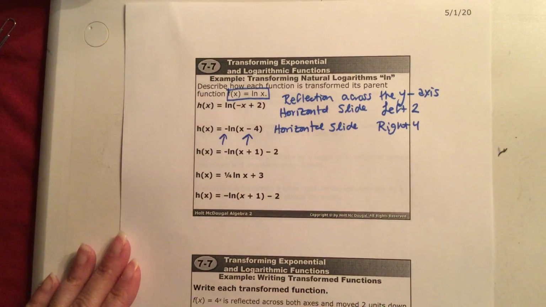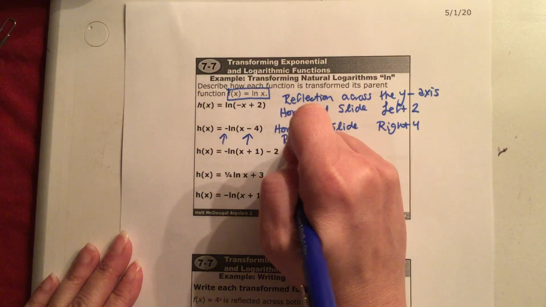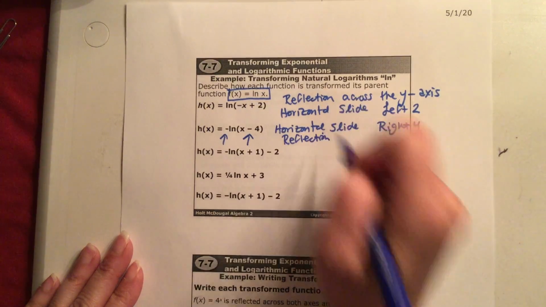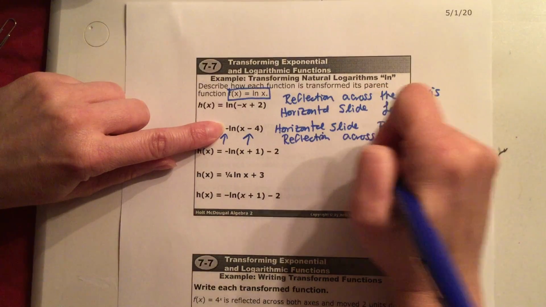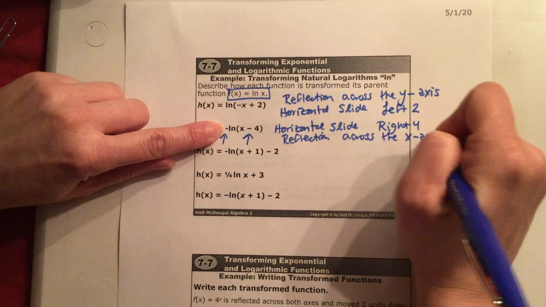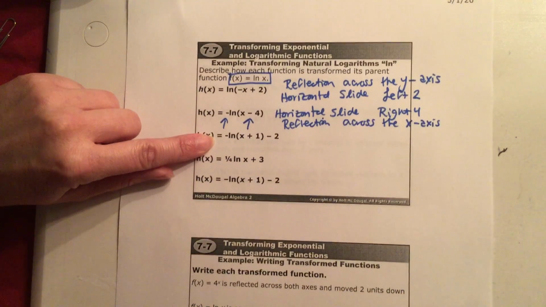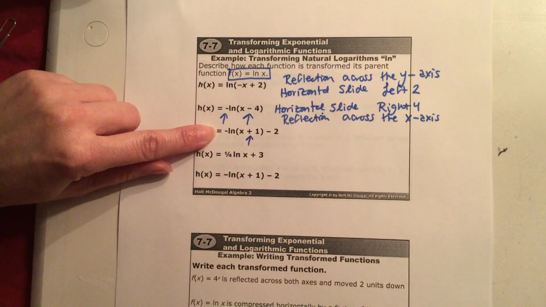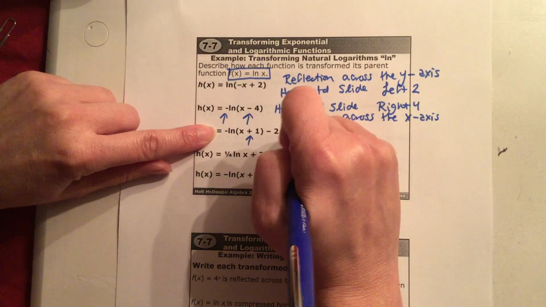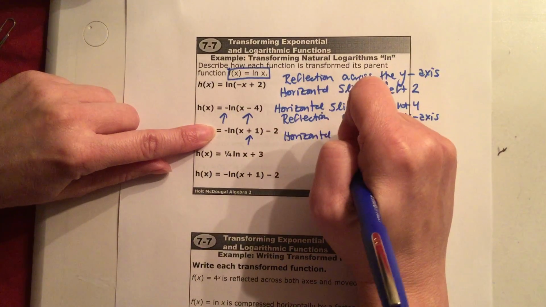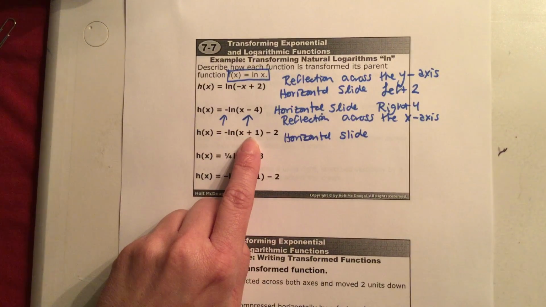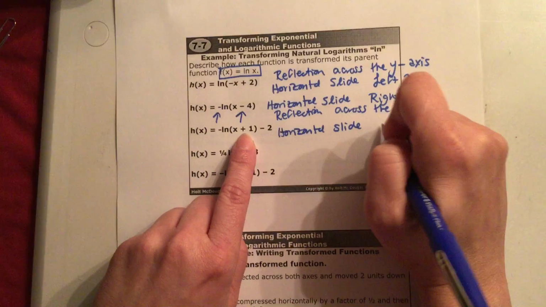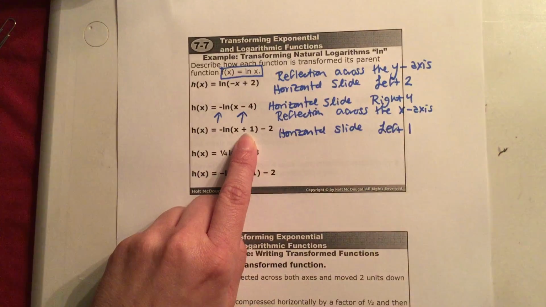Then there's a negative out front. Anytime it's a negative, that indicates a reflection. If it's out front of the whole function, it's a reflection across the x-axis. Okay, here's the next one. In parentheses, adding or subtracting. So again, horizontal slide. I'm adding here. That means I filled in a -1 because minus a negative would make this a plus. So I'm going to the left 1.